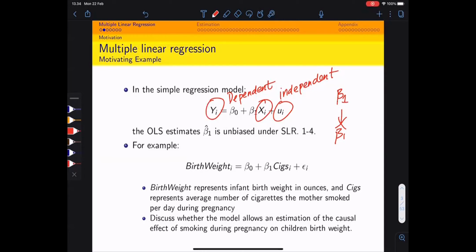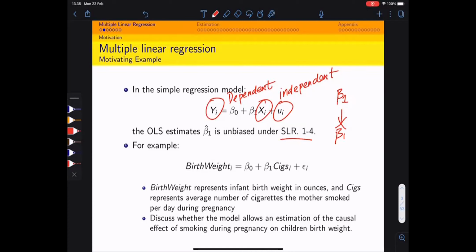Given the simple linear regression assumptions, assumption 1, linear in parameters, then random sampling, variability in the value of x, as well as the zero conditional mean assumption, we can be sure that beta 1 hat is an unbiased estimate of beta 1, okay? Another important feature is that unbiased doesn't mean that it has to be equal to beta 1. Unbiasedness is a property of repeated sampling. The idea is that if you're able to do repeated sampling, then the average of beta 1 hat is going to be equal to beta 1. So as long as we fulfill the assumptions, we can be sure that beta 1 hat is an unbiased estimate of beta 1.